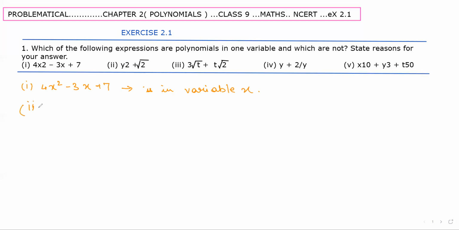Second, as you can see, all the terms are expressed in terms of y. The second polynomial, y squared plus root 2. In your first term, you have y squared. In your second term, you have root 2 constant, which can be written as root 2 into y to the power 0. The same can be done for the constant of your first polynomial, 7x to the power 0. Since all the terms are in only variable y, hence it is in one variable y.